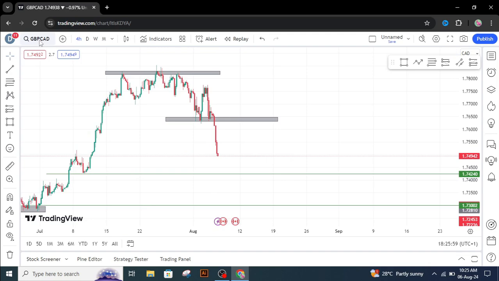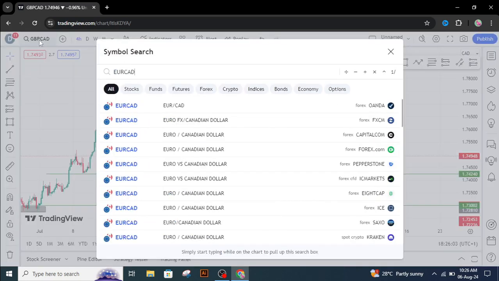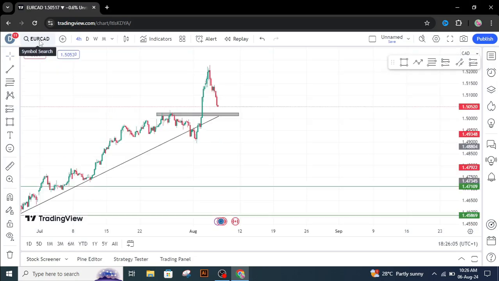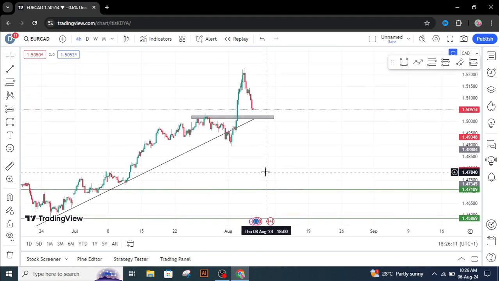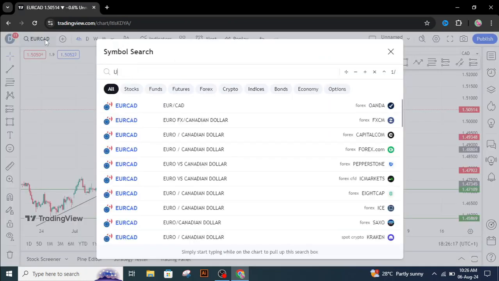And the same thing, if you check EUR CAD too, is going to have that effect. So the strength is going to play out. You can see the effect is going to play out. All right, so that is something you want to understand about these pairs. If you check USD CAD too, it is the same thing.